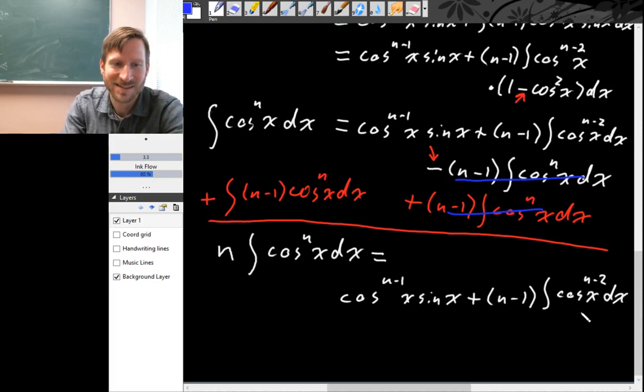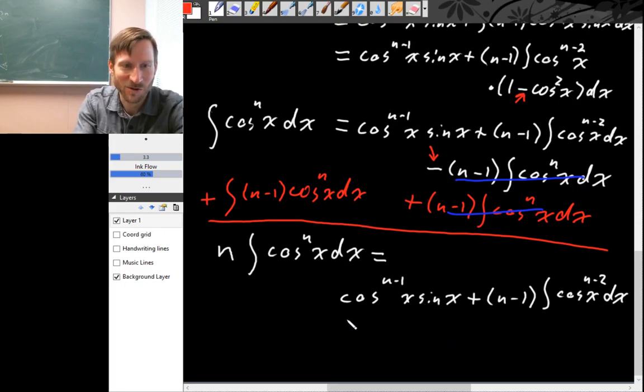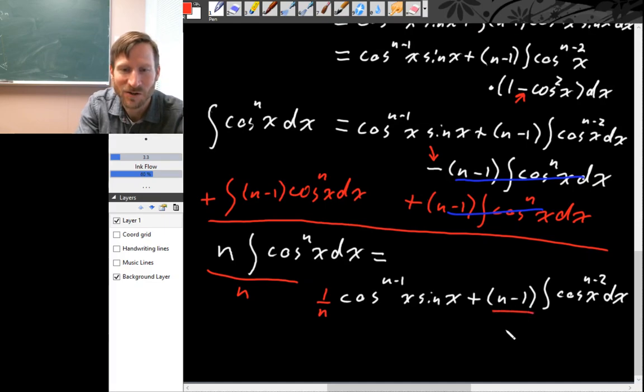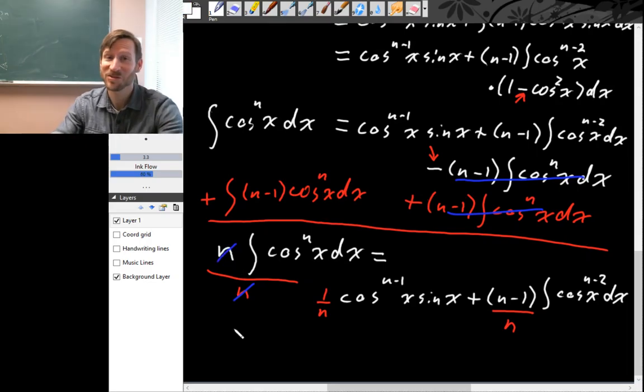And then last step here, which is good because I'm almost out of room, divide both sides by n. And over here, divide by n. That has the effect of multiplying by 1 over n. And over here, divide by n. And then on the left-hand side, of course, the n's just cancel. And now we have the reduction formula you wanted.